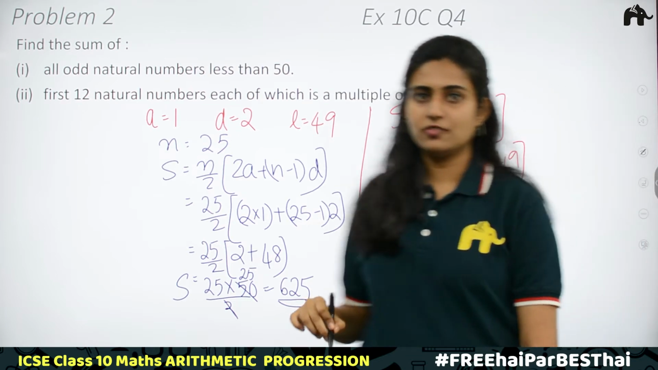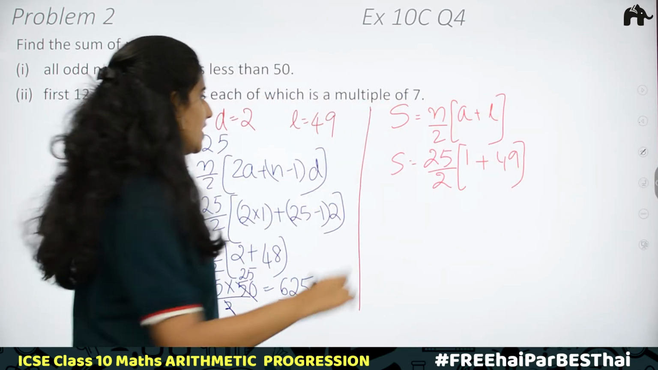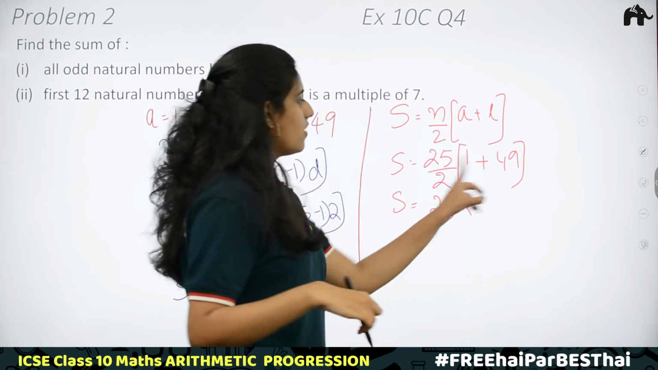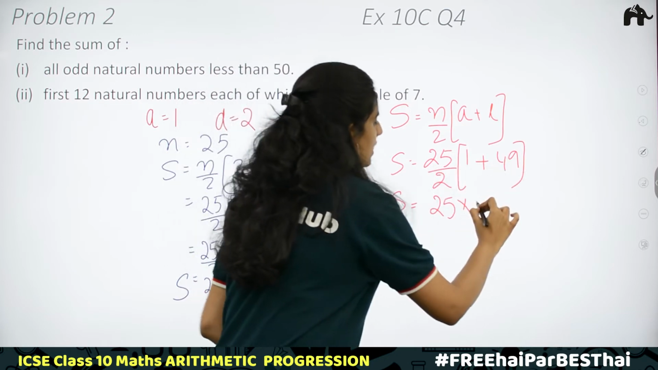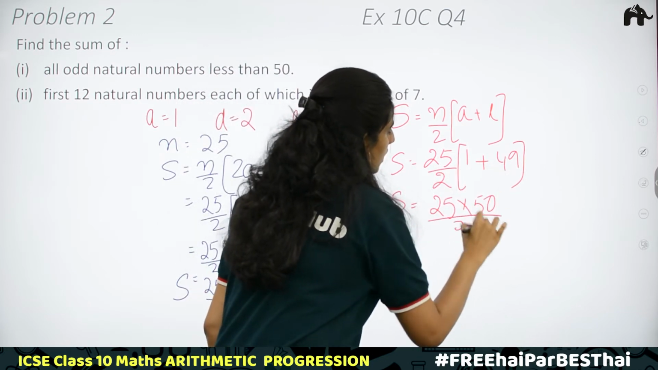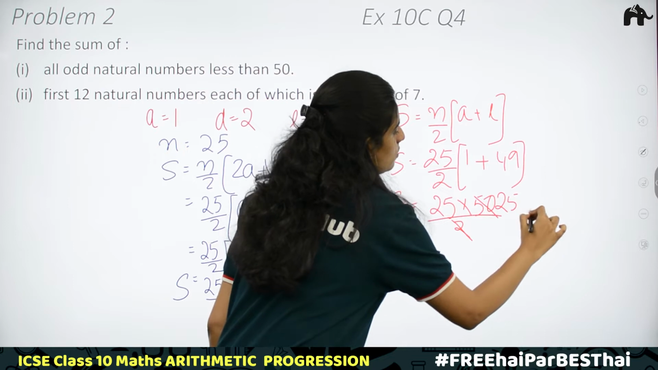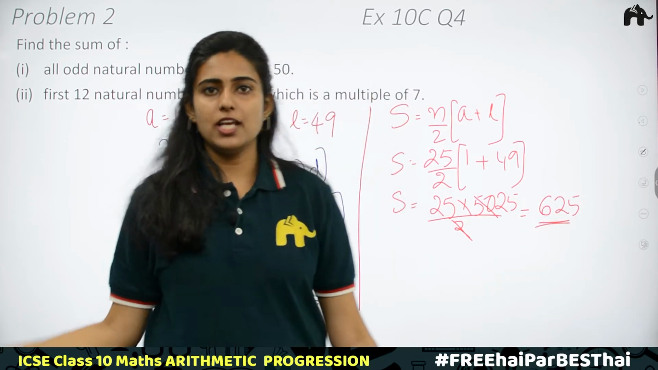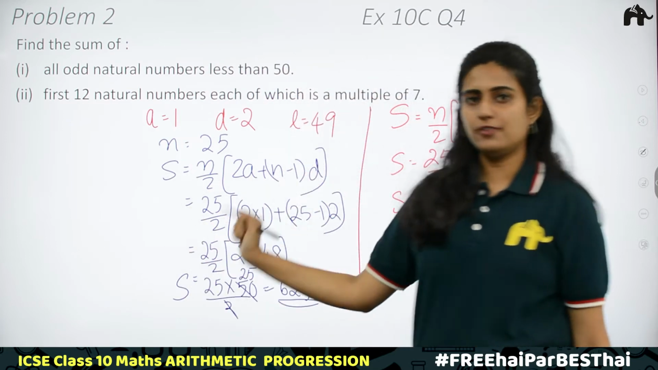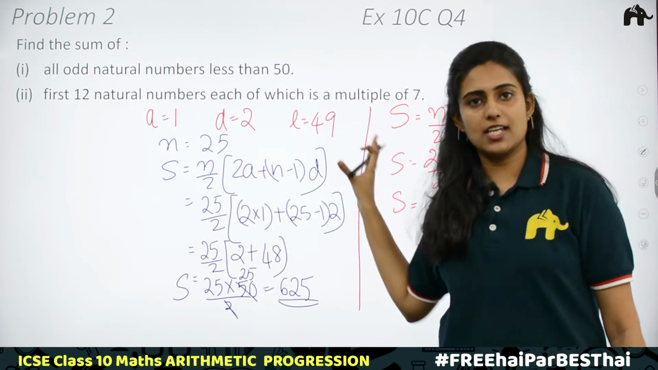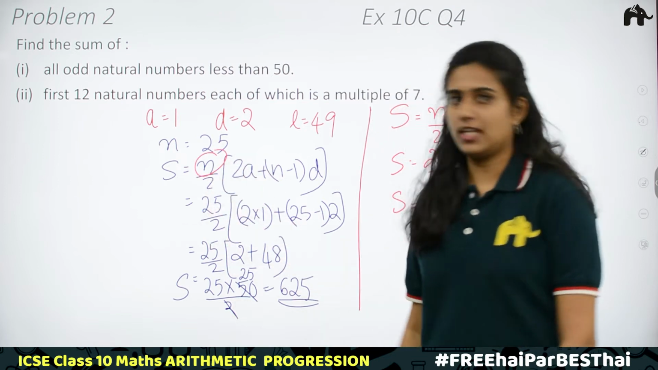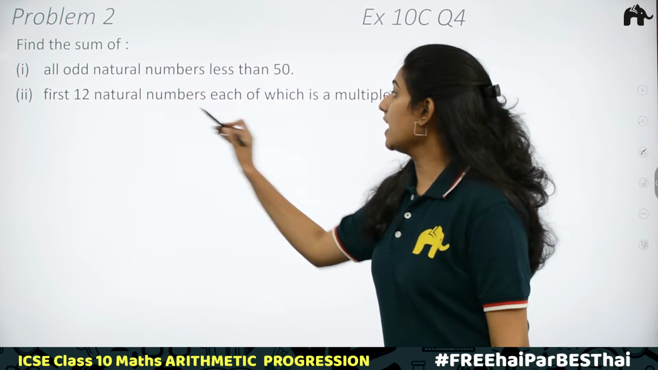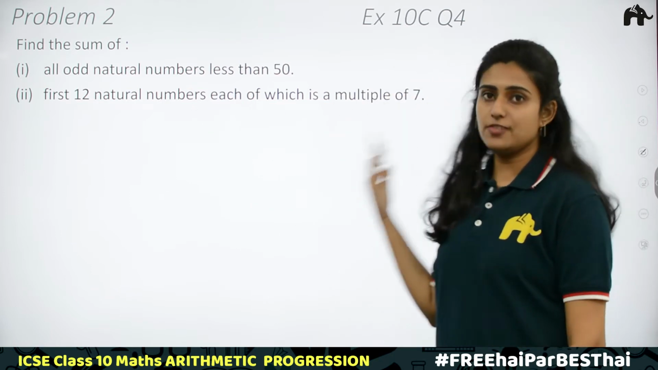You don't need to use this lengthy formula here. S is 25 into 1 plus 49, 1 plus 49 is 50, divided by 2, cancelling, we get 25. 25 into 25 is 625. Either of these formulas you can use. First thing, you have to find the number of terms. If you are using the first formula or second formula, we need the value of n. Got it? Now the second part: first 12 natural numbers, each of which is a multiple of 7.